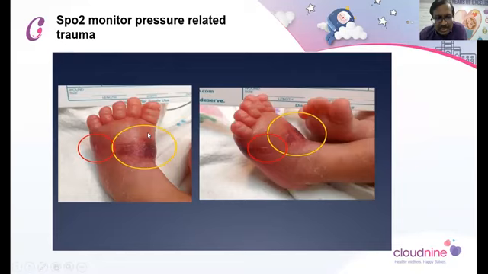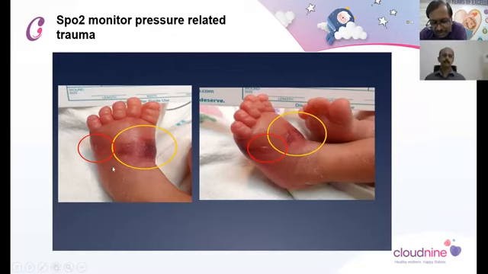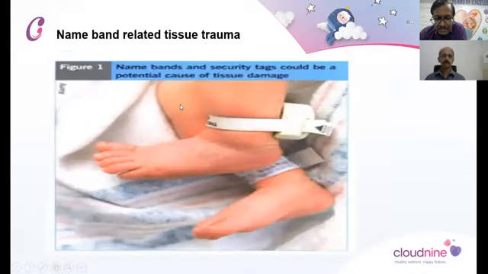So this is the SpO2 monitor. If you don't change its site every 2 to 4 hours, it may cause erythema and pressure injuries, especially when this part is edematous or if the blood supply is poor. Similarly, when you put on a tight ID band, if you don't give it importance, it may cause pressure injuries. So we have to be very careful. It should not be too tight or too loose either.